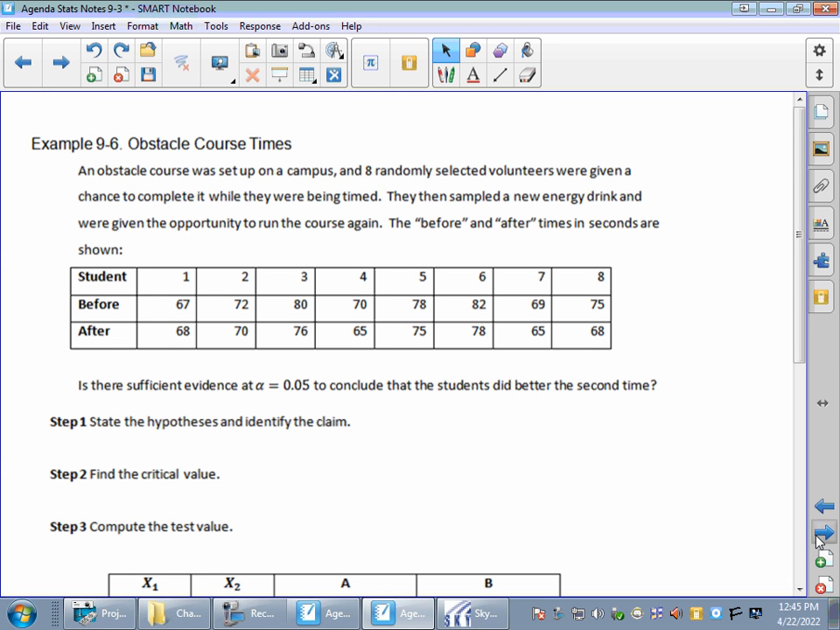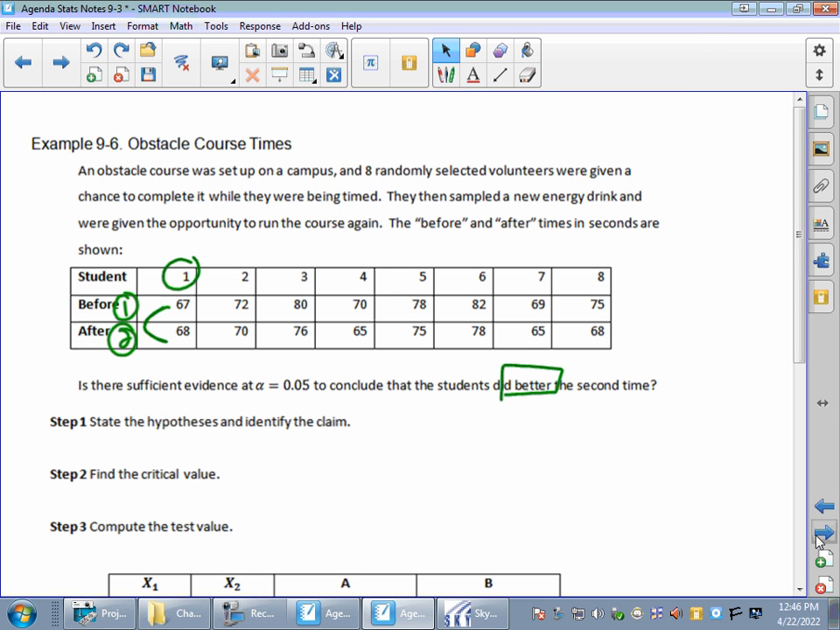Their before and after times in seconds are shown. So notice the before and after. So student 1, here's my matched set of data. This is like sample 1 and sample 2. So there is our data. So what we're going to do is pair them up. Is there sufficient evidence at alpha equals 0.05 to conclude that the students did better the second time?